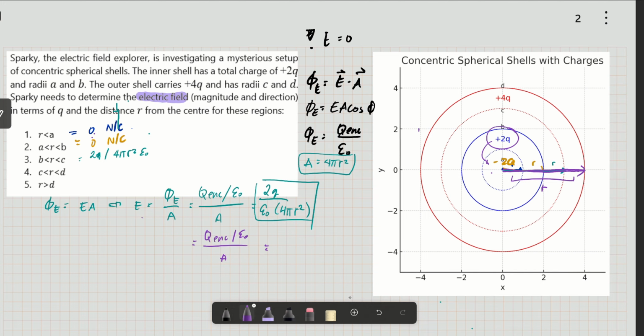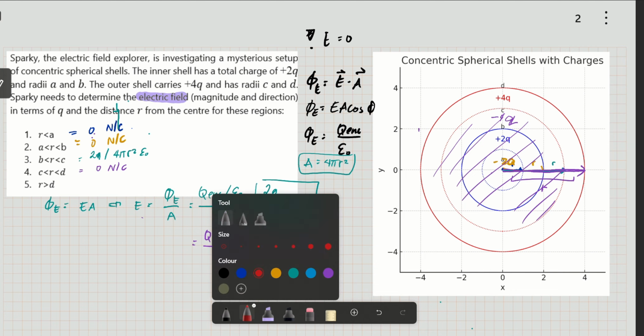Here, our Q enclosed is supposedly 4Q, but as we mentioned, with positive 2Q, there'd be an induced negative 2Q on the inside of that. So same is true with this one. We've got 4Q here, and still have a negative 4Q here. So they'll give us an electric field of 0 over there. Because of that, your Q enclosed would be 0 divided by anything multiplied by 1 over A, and that is just going to be 0 newtons per coulomb.